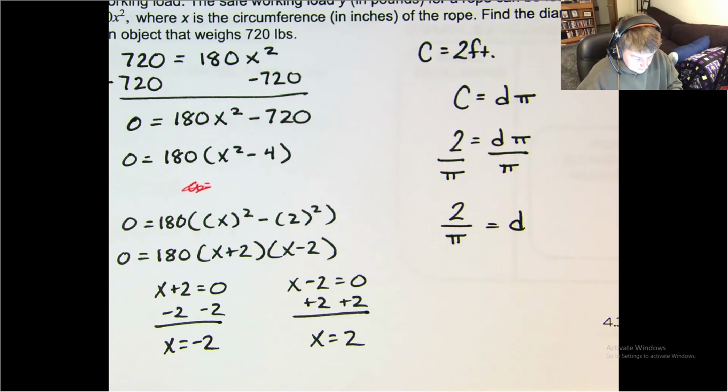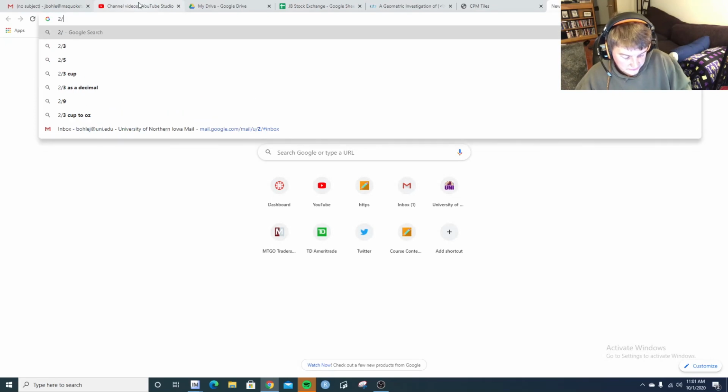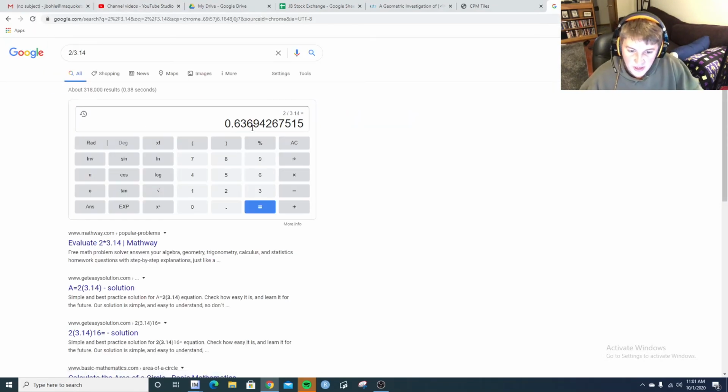Let me get my calculator out because I cannot do that on paper easily. Sorry, folks. Let's just go ahead and do 2 divided by 3.14, which is about 0.636. So we're going to say about 0.64 feet is my diameter.